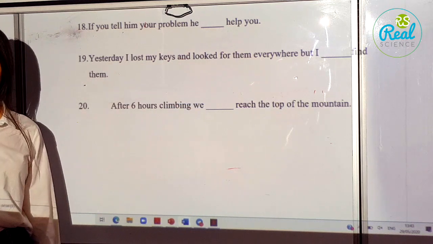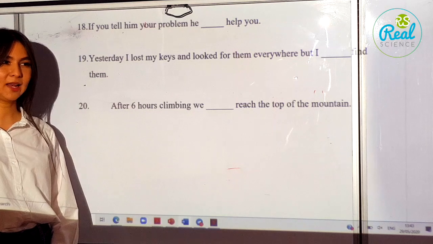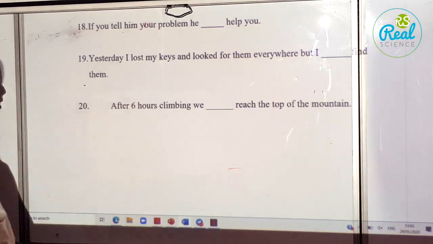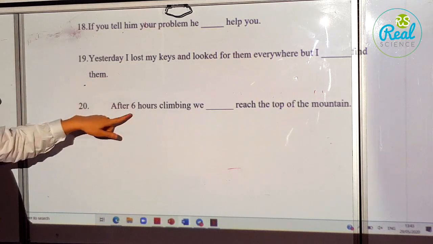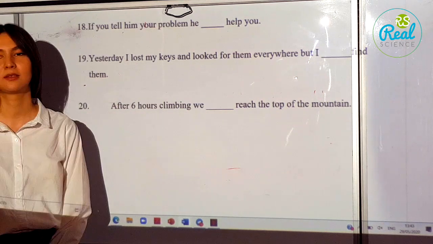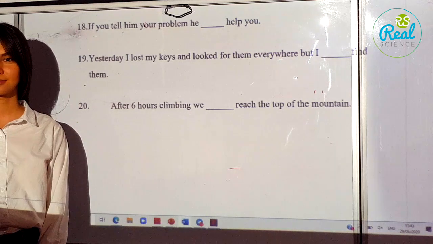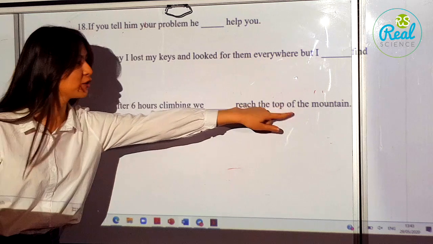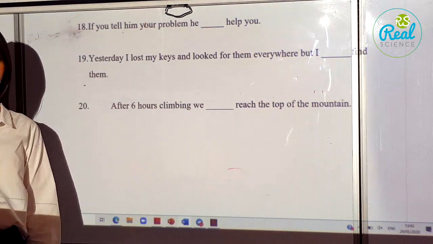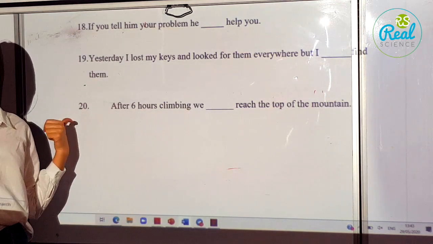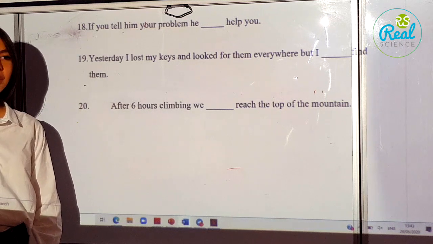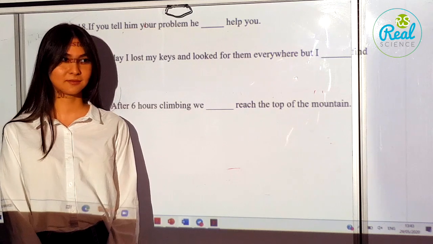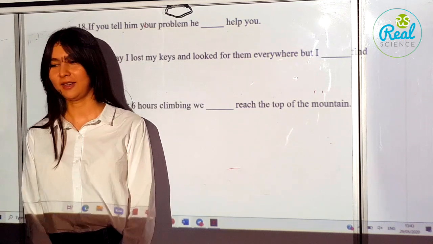20. Alim? After 6 hours climbing, we were able to, or we managed to reach the top of the mountain. So now, guys, I see that you got the grammar part. Very good. Any questions regarding the grammar part? No questions? Okay, nice.